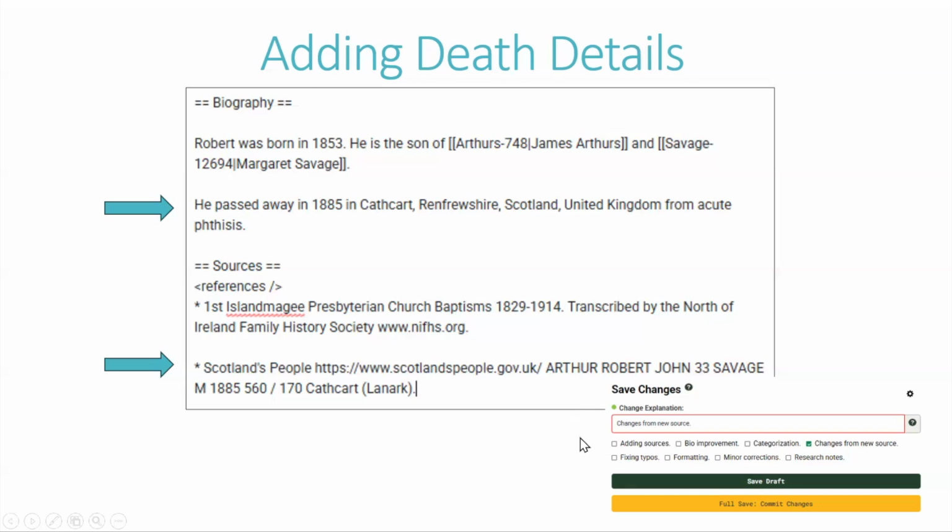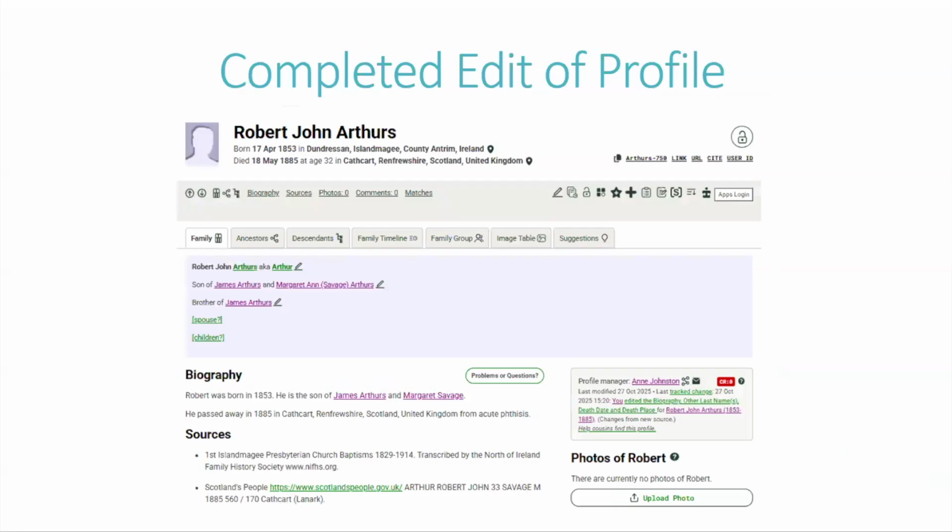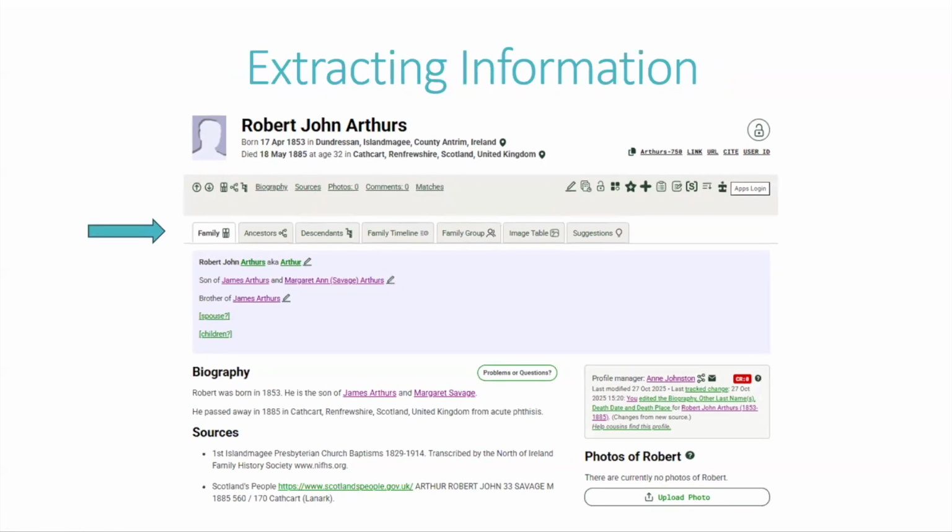And then I want to save changes, and they just ask you for a reason that you have saved the change, and I'm saying that it's a new source, and then I do a full save, and it brings me into a fully edited profile. So you can now see we've got both the birth and the death information for Robert John, and you can see how it's presented in the biography and in the sources. So that's how I've got all that information into the system.